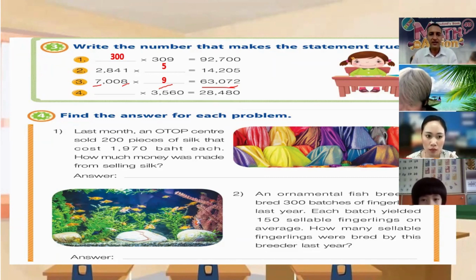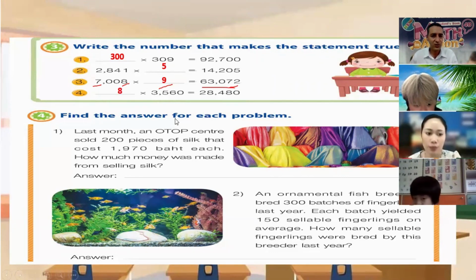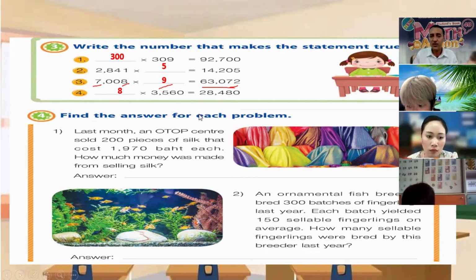So what will be the best multiplicand? 8. Very good. So 8 is the closest one, right? So 8 and 3, that means 24. So 8 multiplied by 3,000 will be around 24,000. Then 8 multiplied by 500 is equal to 4,000. So that is the best option, 8.